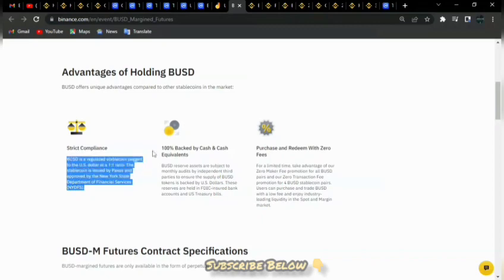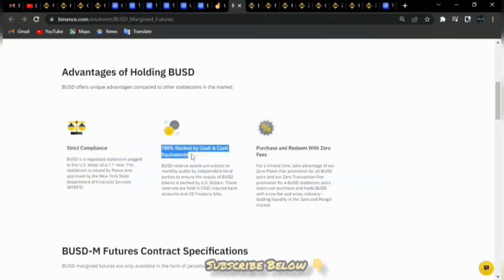Also, it is 100% backed by cash and cash equivalent, so it's not backed by any token or any other assets. It is backed by cash and also backed by cash equivalent.